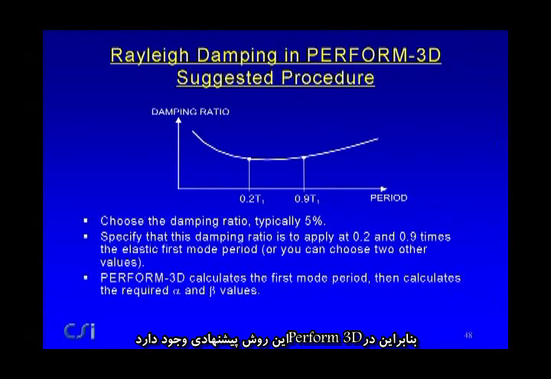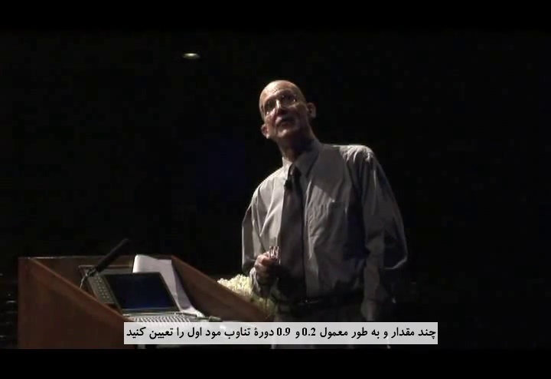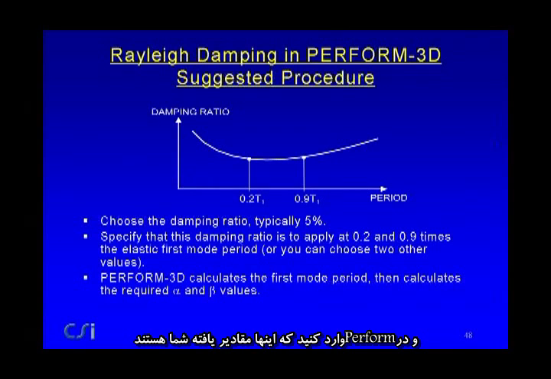So in Perform 3D, this is a suggested procedure, and it seems to work the best. You pick the damping ratio. It doesn't have to be 5%, but it typically is. Calculate the first mode period; well, Perform will do that for you. Specify a couple of values, typically 0.2 and 0.9 times the first mode period, and tell Perform that this is what you want. It will calculate the alpha and beta values required to do that. You don't have to calculate them yourself, and it seems to work fairly well.